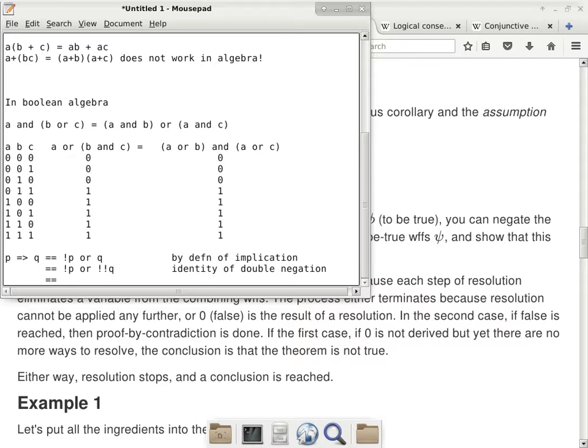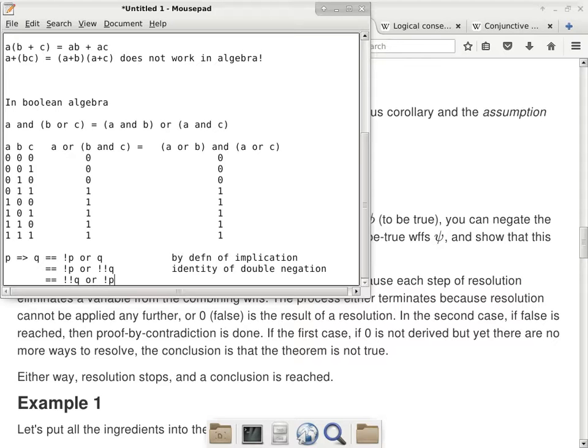Okay, the next one is going to be this. So we have not Q or not P. Would that work? Is disjunction commutative? Can someone prove that disjunction is commutative? How would I prove that?